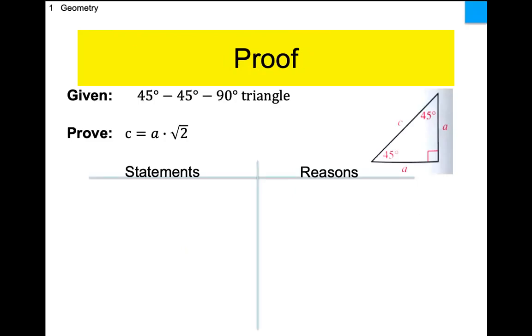So the first thing we're going to do is prove something about a 45-45-90. Guess what we're going to try to prove? That c, the hypotenuse, is equal to one leg times the square root of 2. Both legs are exactly the same because it's isosceles. So it's a times root 2. In other words, if you want to find how long the hypotenuse is, you don't need to use the Pythagorean theorem. You just take the leg and multiply it by the square root of 2, and you're done.